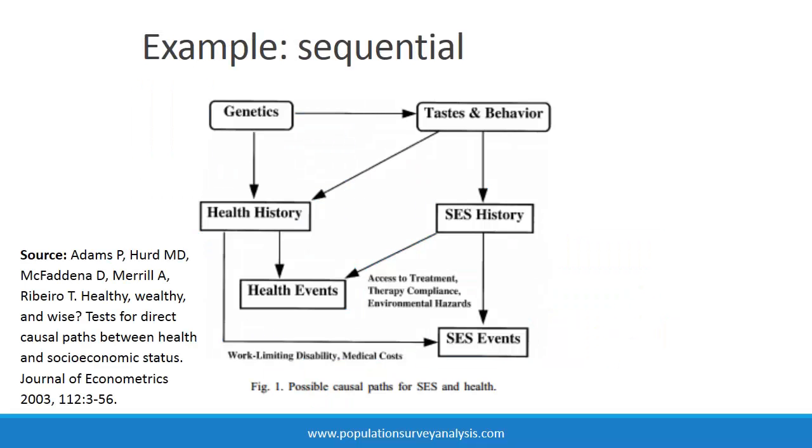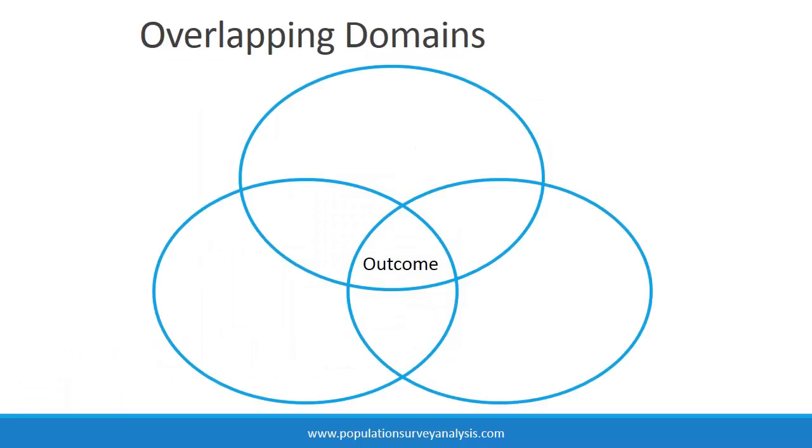Here is a sequential framework summarizing hypothesized causal pathways between health status and socioeconomic status by way of access to treatment, therapy compliance, and environmental hazards. The authors showed 2 main pathways that shape health history and socioeconomic history, which they show as leading to current socioeconomic events.